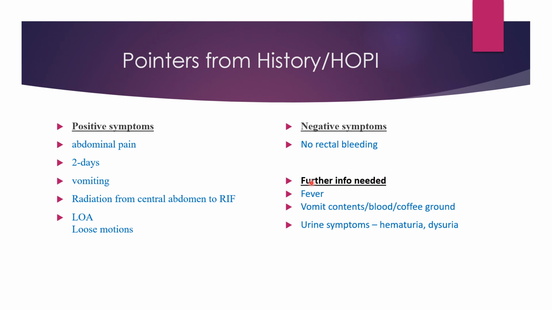The further information that is needed from this patient is whether he had fever, and what were the contents of his vomiting. Was it blood? Was it coffee ground? And were there any urinary symptoms, such as hematuria or dysuria? These are the common pointers that we can gain from the history.